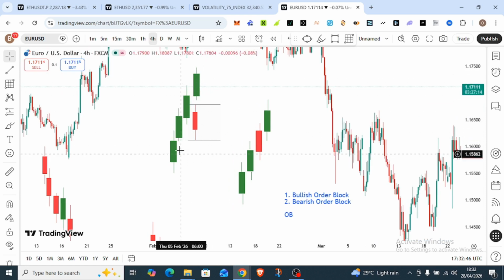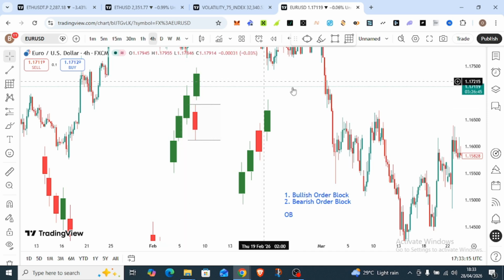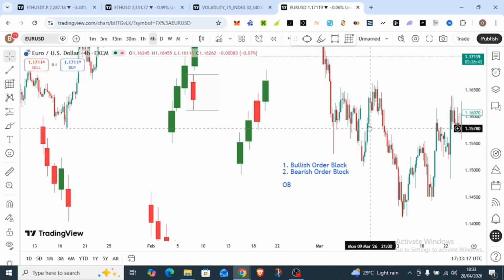This is the first example. In this example, we have a bullish move from this candle. As you can see, this second candle did not take out the low of the previous candle. The next one also didn't take the low of this, but this third bearish candle took out the low of this bullish candle. So we have an order block here, and there is a break of structure.